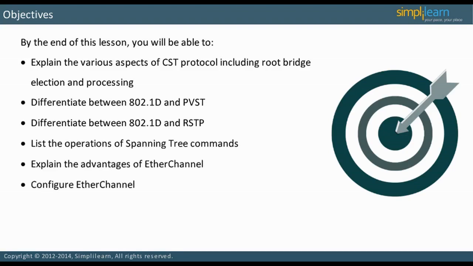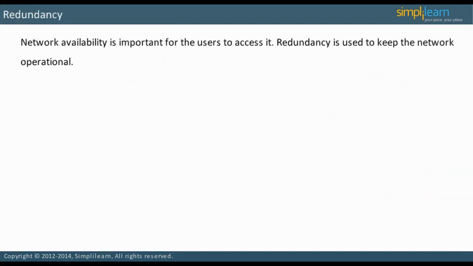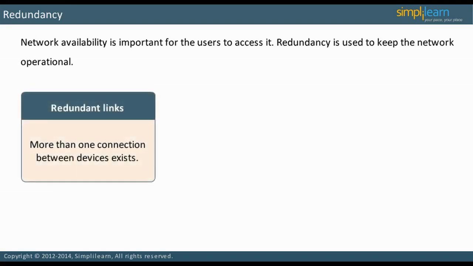Let us discuss the underlying reason for spanning tree, redundancy. Network availability is important for the users to access it. Redundancy is used to keep the network operational. There are different types of redundancy. The first type is redundant links. This means there is more than one connection between devices, such as EtherChannel.